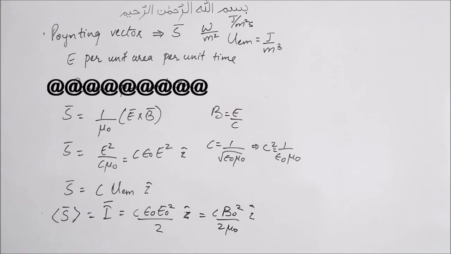Then we have the power, or the average power radiated, which is equal to the integration over surface S of the average Poynting vector dot dA bar, that is nothing but the integration of I bar dot dA bar. The unit of power is watt. This is dA perpendicular.